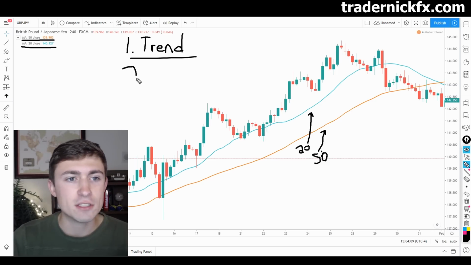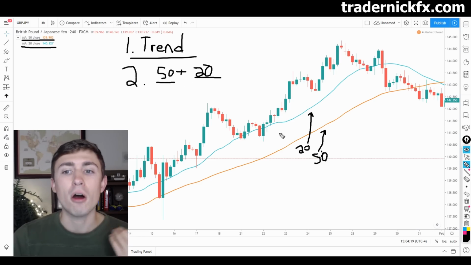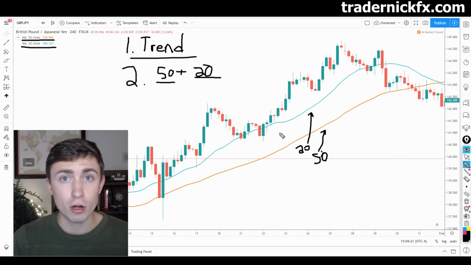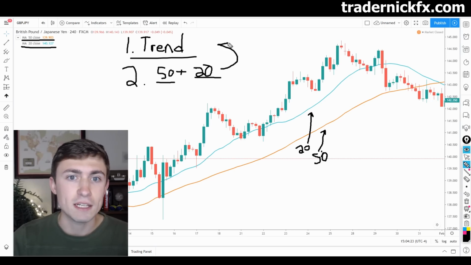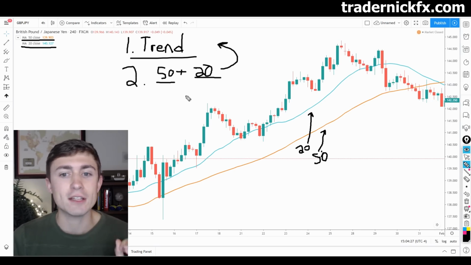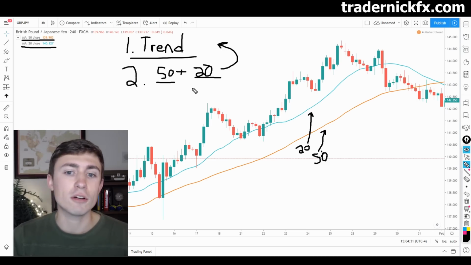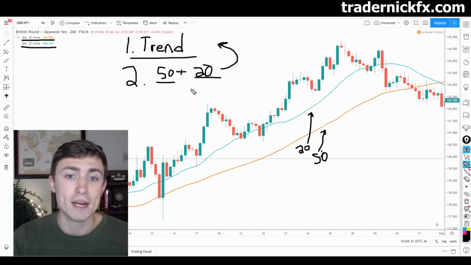So if we add that to having a trend, we're going to have the 50 and the 20 in agreement, right? So we have the 50, we have the 20, and both of them are in favor of the overall market trend, right? So that's kind of contributing to point number one. So 1 and 2 are good. We see a clear trend. We see the 50 and the 20 lined up. Now what next? This is where we're going to look for significant structure breaks, okay?